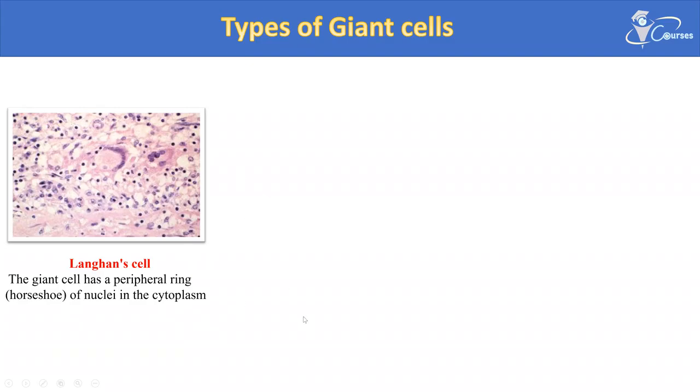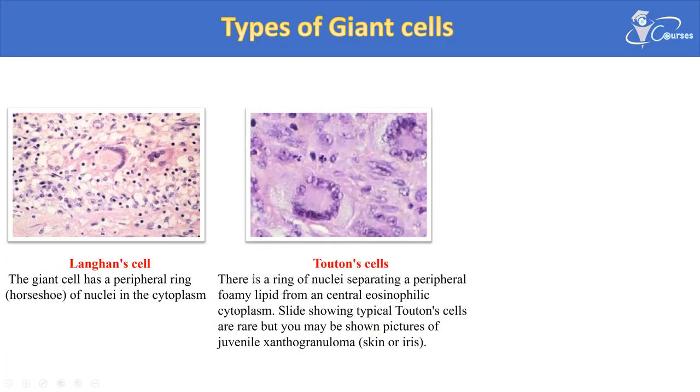So what is the next type? The next type is called the two-tone giant cells. In two-tone giant cells, there is a ring of nuclei. So how can we differentiate this ring of nuclei from the Langerhans cells? The ring of nuclei here in the two-tone giant cells is surrounded by eosinophilic cytoplasm.